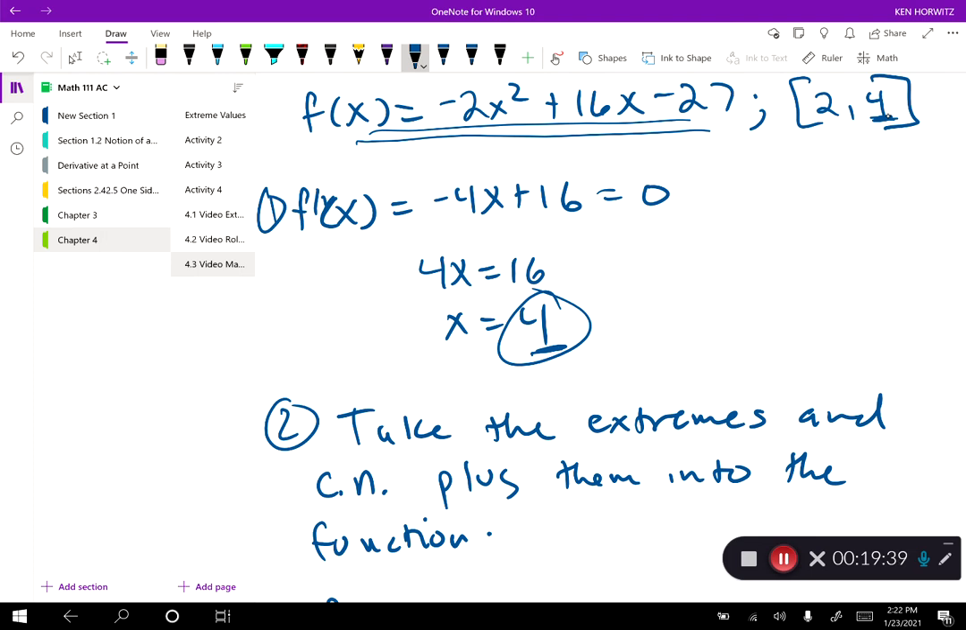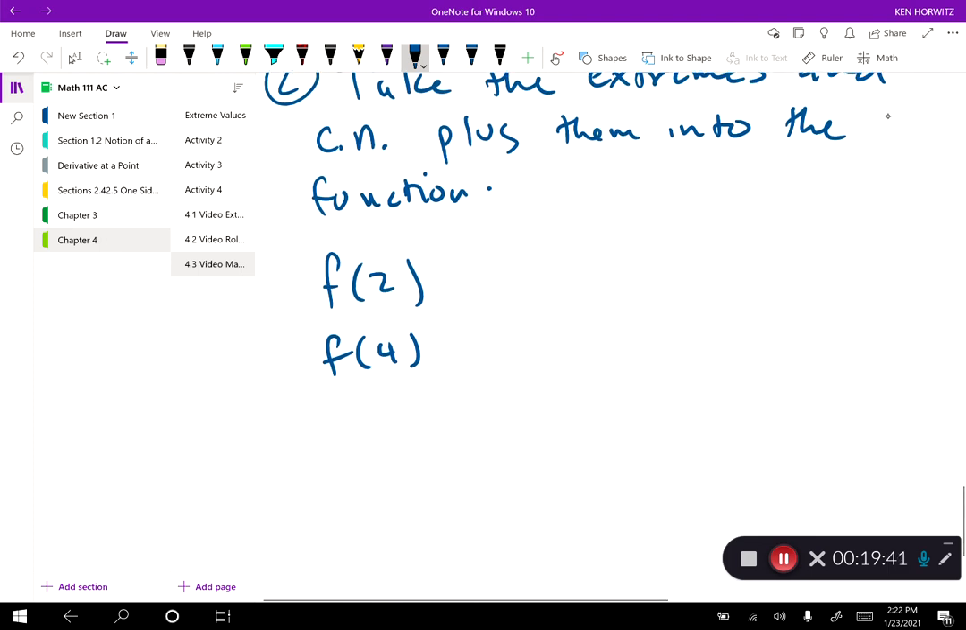Okay. Hopefully you paused the video. I got f of 2 to equal negative 3. I got f of 4 to equal 5. So here is your max, here is your min. If a critical number had gone in between the two extremes, you would have run the critical number through the function as well.